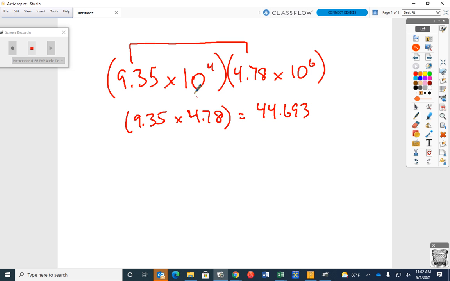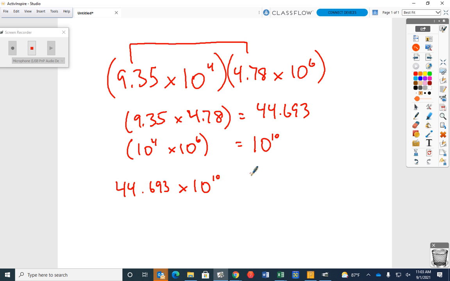Now I'm going to take my powers of 10. So this is 10 to the 4th times 10 to the 6th. What do I do with these 4 and 6? You add them. So that's going to be 10 to the 10th. Now, remember, your answers have to be expressed in scientific notation. So if this is my answer, what is wrong with that answer? Why is it not in scientific notation? Audrey? This number has got to be between 1 and 10.